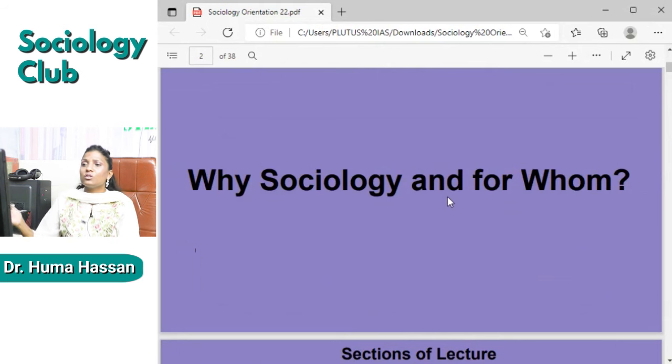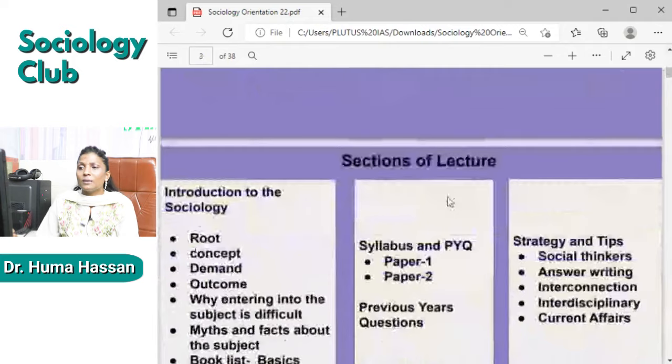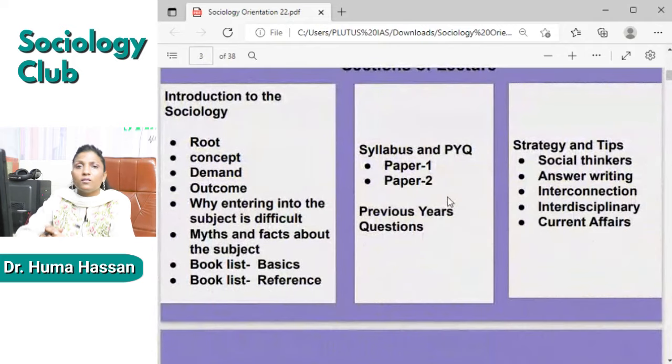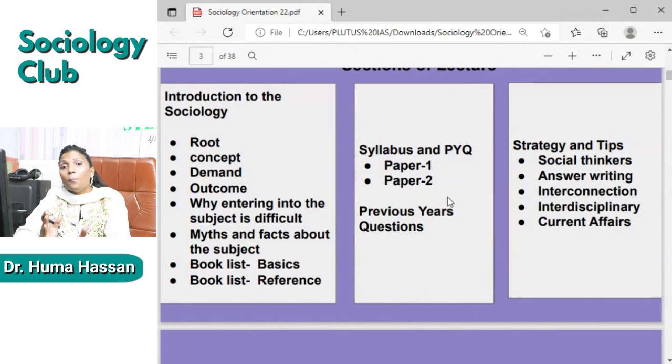So this is our lecture. I'm going to tell you about the root, concept, and demand. I think I've already explained the root of sociology right now. If I say the academic orientation of sociology, and if I tell you how it originated, yes, it's a Western European discipline which emerged at the end of the 18th century and into the 19th century due to the changes which took place in Europe due to the political and industrial revolution.